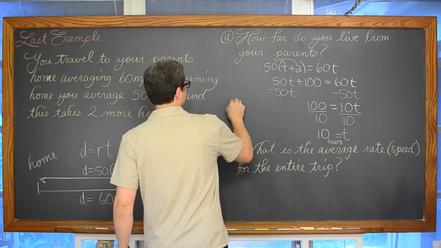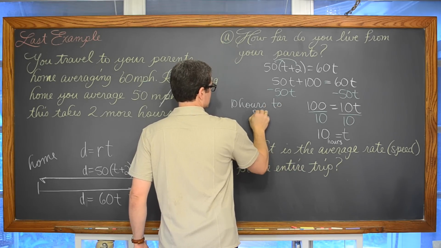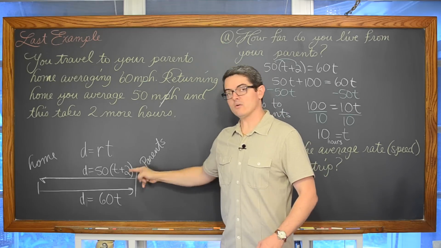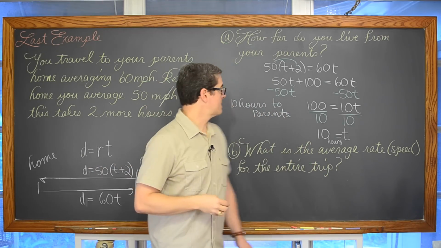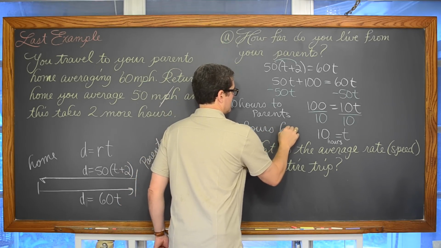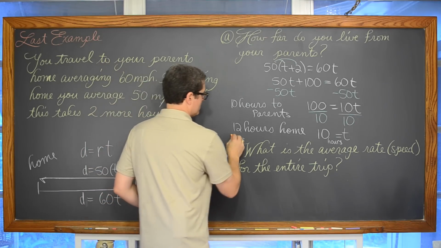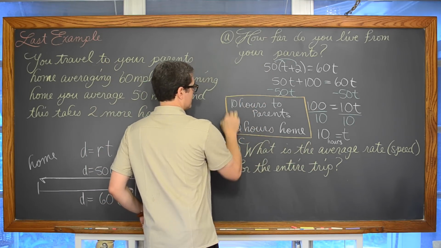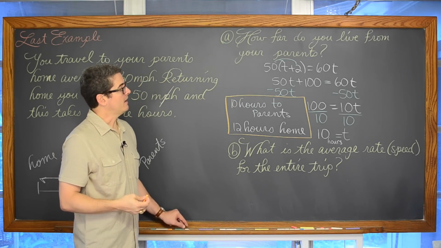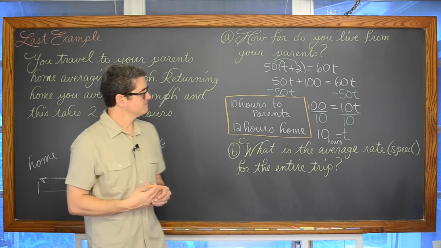So it was 10 hours to your parents' house. And it took you 2 more hours to get home. Well, that means that it was 12 hours to get home. Now, I'm taking some time to write some values out in the context of the actual problem, but I don't think I actually answer the question yet. How far do you live from your parents' home?